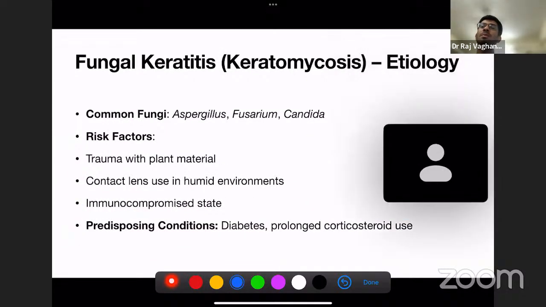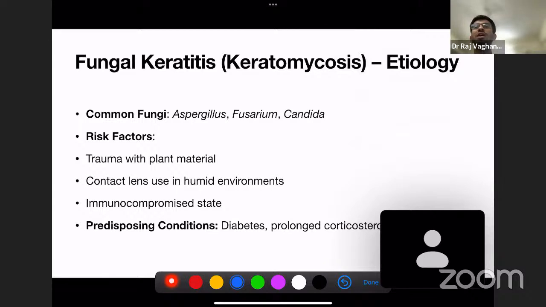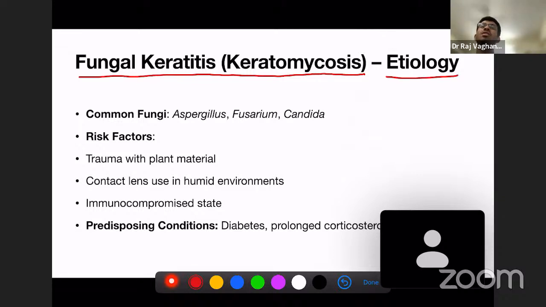Now, the second topic that we are going to discuss is fungal keratitis. We are going to discuss the etiology of fungal keratitis. The common fungi that cause fungal keratitis are Aspergillus, Fusarium, and Candida. These are the three most important fungi that cause fungal keratitis. It is also called keratomycosis.